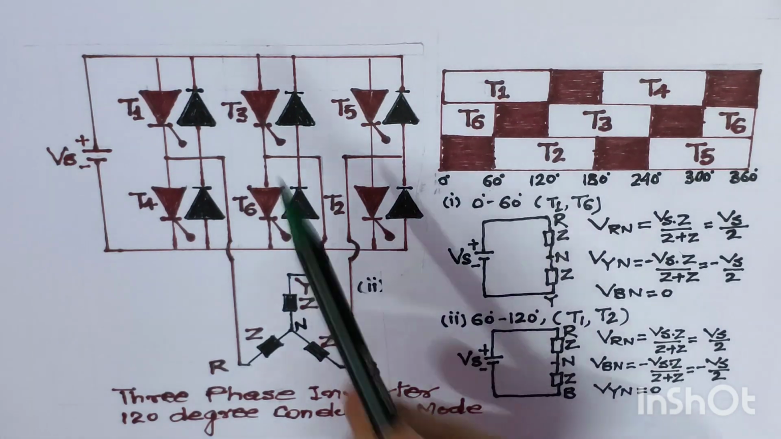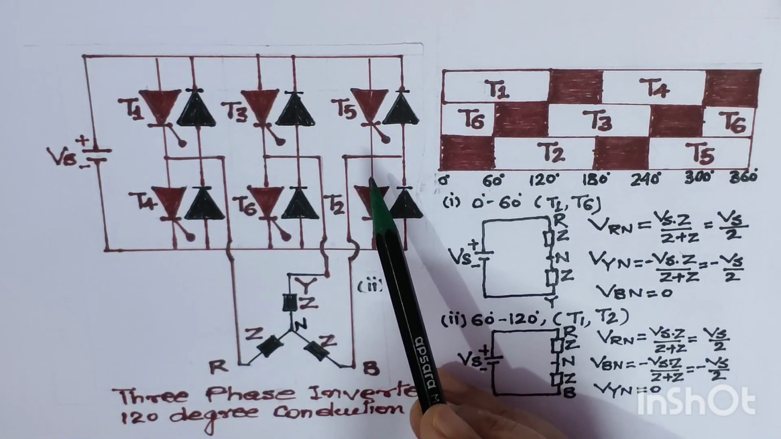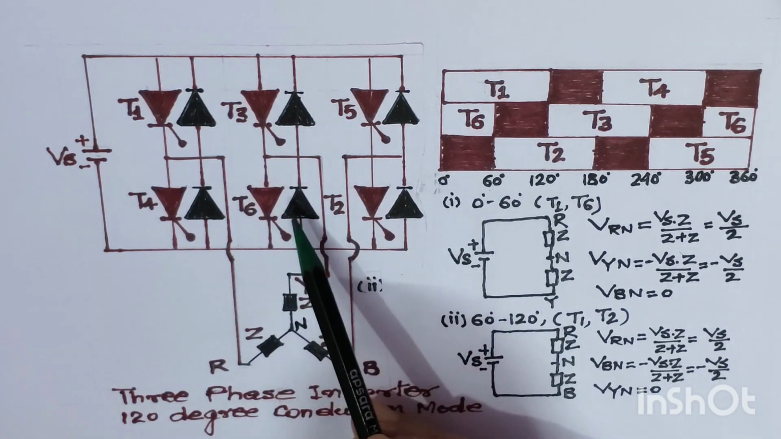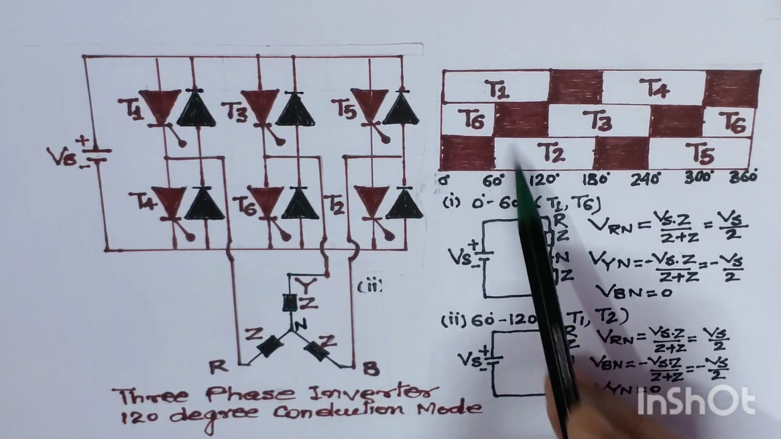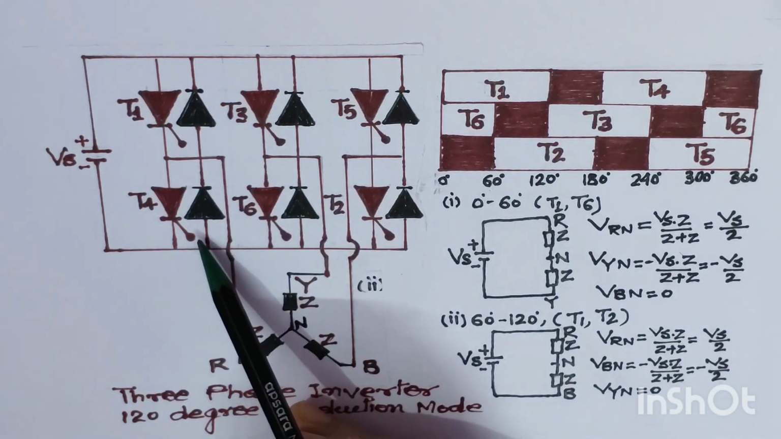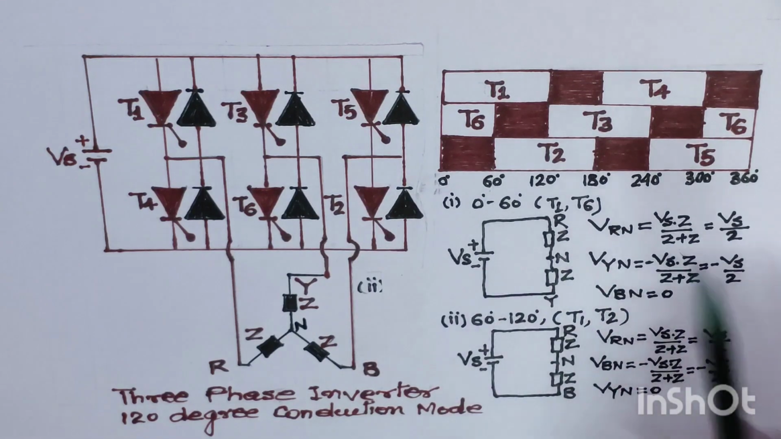As we know, each thyristor in this case will operate for the 120 degree conduction mode, and each leg's thyristor will operate after a delay angle of 120 degree, that is the phase difference. So it means the first leg has completed its conduction angle. Now the second leg will start after a delay of 120 degree angle.